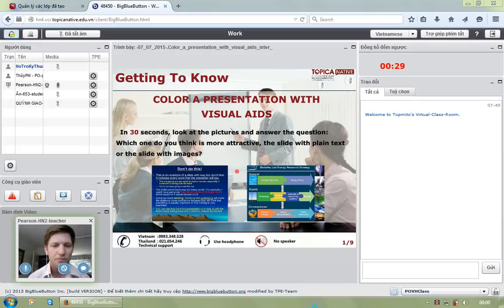All right, now look at the two slides in front of you and think which one is more attractive to you. Which one works better? Which one do you understand more? Which one is easier to read? And which one is more aesthetically pleasing to your eye?